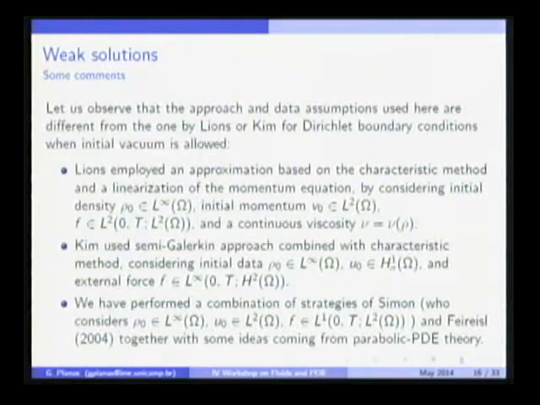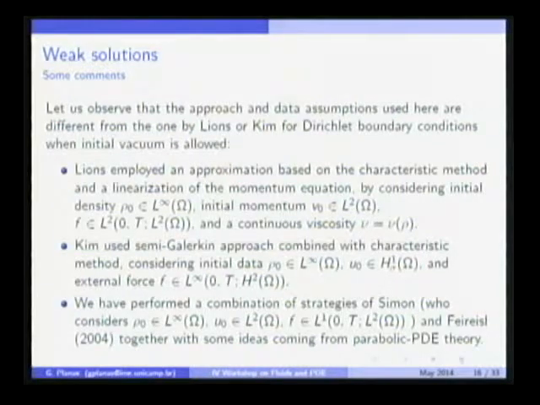Okay, let's compare our approach with the previous ones, those of Lions and Kim, for Dirichlet boundary conditions, where they also allow the initial density to be 0.